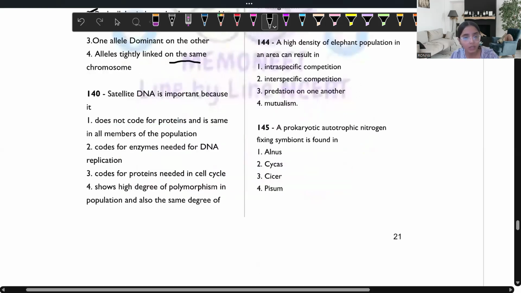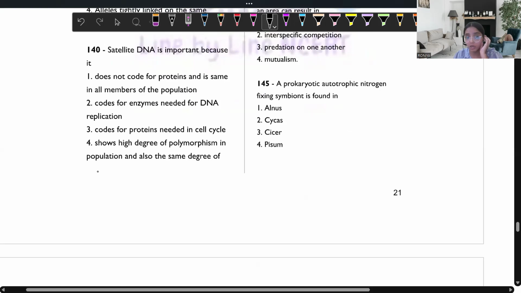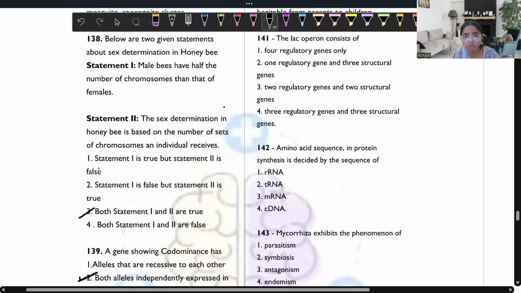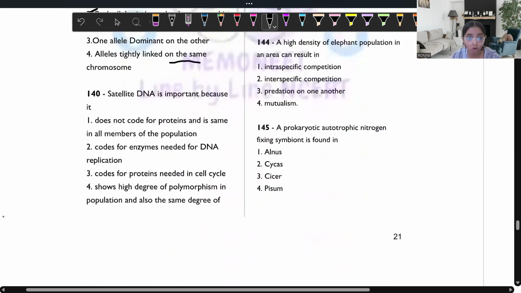Moving on to 140. The statement says satellite DNA is important because, yes, why is satellite DNA important? We should know this. This is very important because it shows a high degree of polymorphism in population and also the same degree of polymorphism in individual, which is heritable from parents to children. Okay, so the answer to this question is option number 4, C.